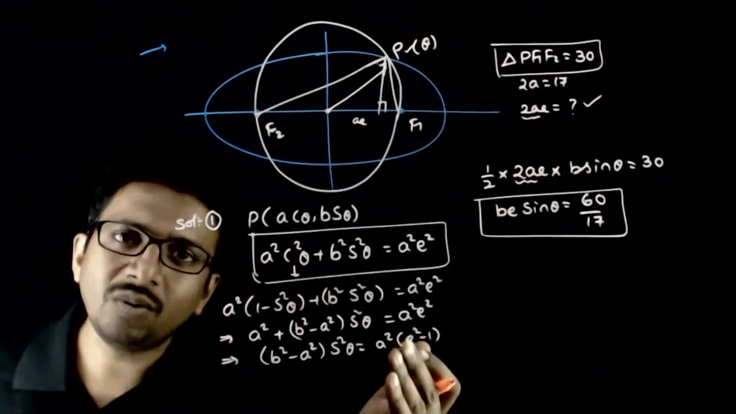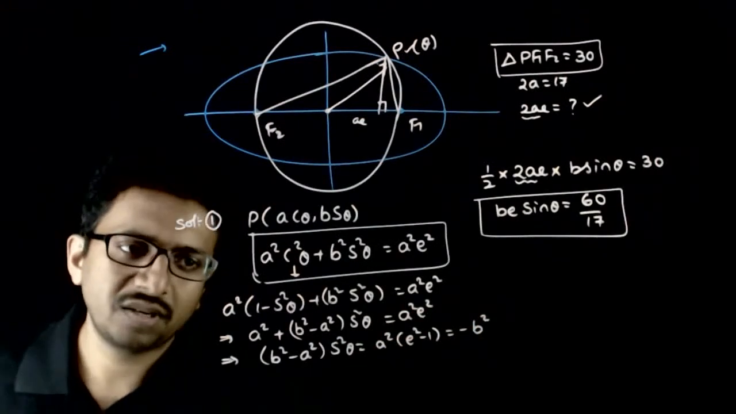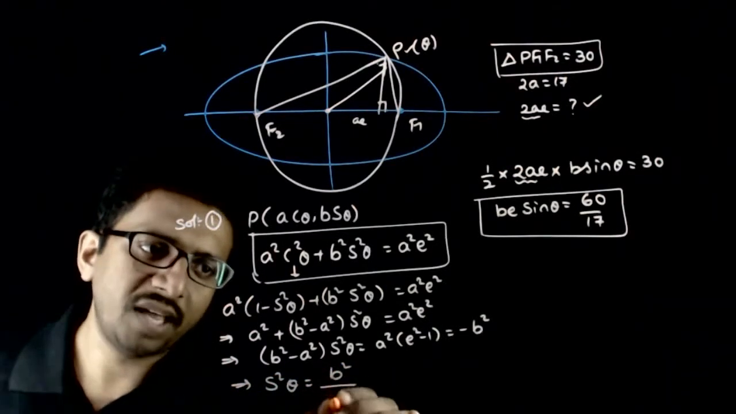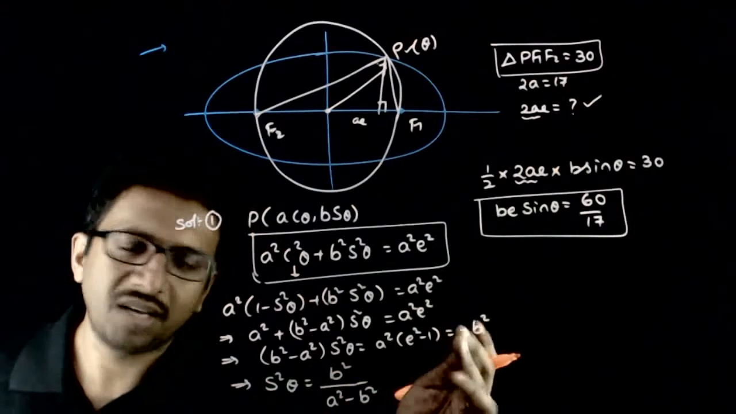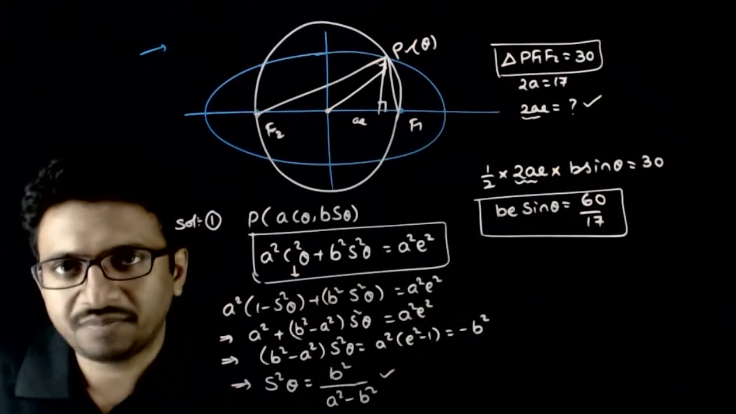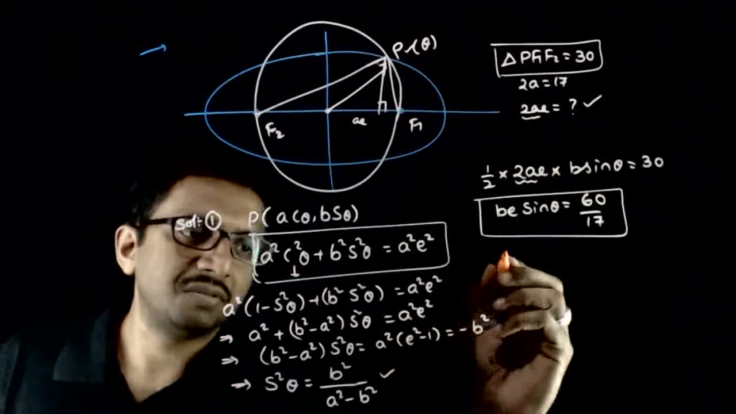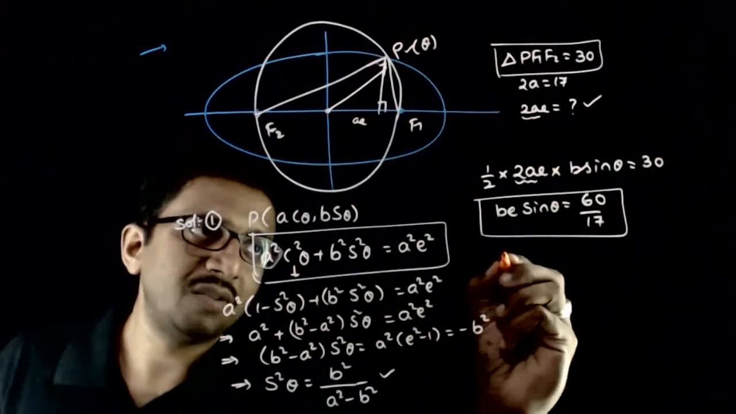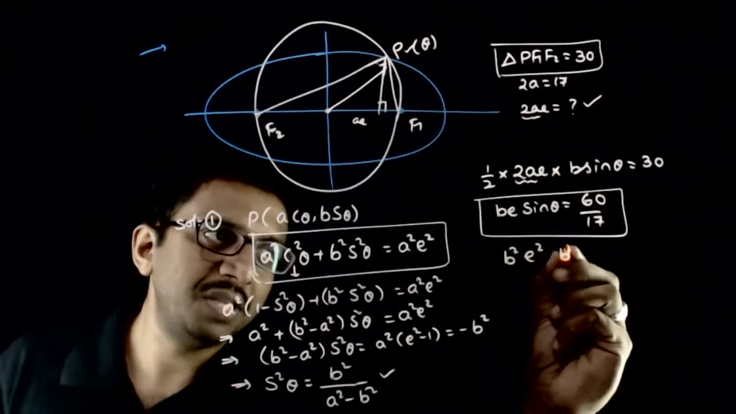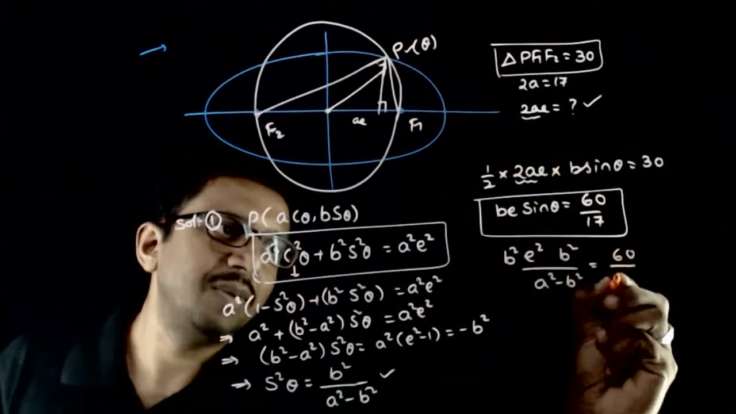So we know that A square into E square minus 1 is nothing but minus B square, because B square is equal to A square into 1 minus E square. So this implies sin square theta is equal to B square by A square minus B square. So now I got the value of sin square theta. Let us use this in the other equation. Now let me square that equation. So B square E square sin square theta, which is this into B square by A square minus B square, is equal to 60 by 17 whole square.